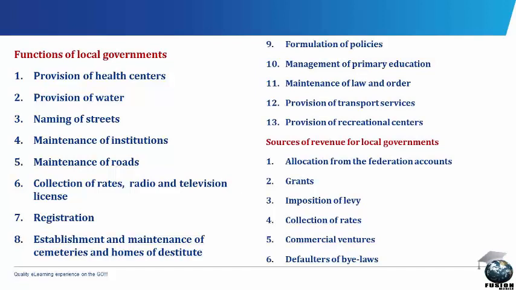Number 1, allocation from the federation account. Local governments receive the bulk of their money from the allocation from the federation account. Number 2, local governments also receive special grants from both the central and state governments. However, remember that in most cases, these grants are for specific projects.